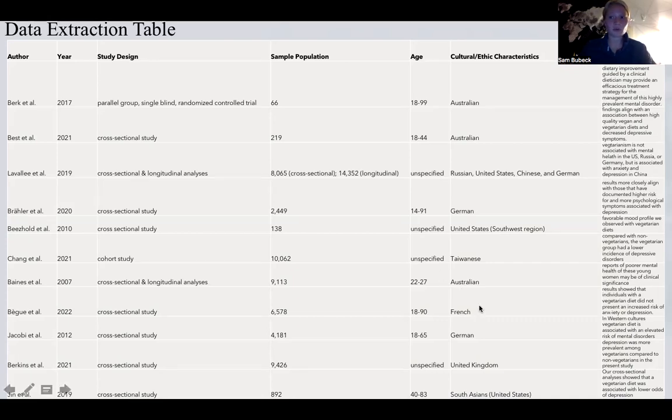And the majority, as you can tell, were cross-sectional studies, which I actually found very beneficial. And there were a couple longitudinal studies, but they were in addition to the cross-sectional studies. So it was quite helpful.